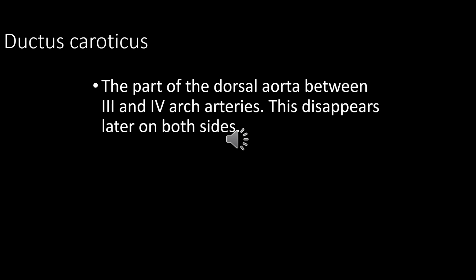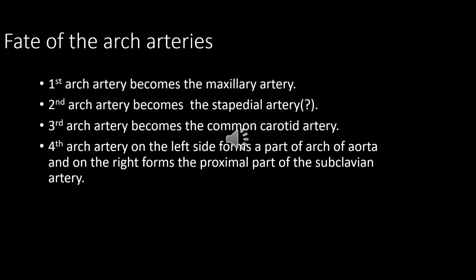Ductus arteriosus is a connection between the sixth arch artery, that is the pulmonary trunk, right and left branches, to the dorsal aorta. That is the significance, and from here the ductus caroticus will disappear on both sides. Nonetheless, it will appear in the early stages of the development. This is the fate of the arch arteries. I think I have already mentioned.